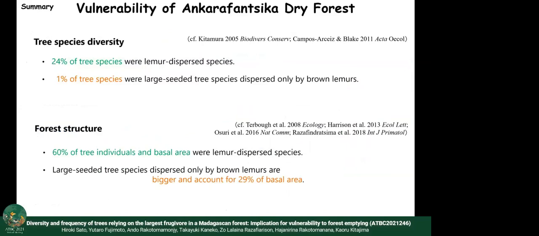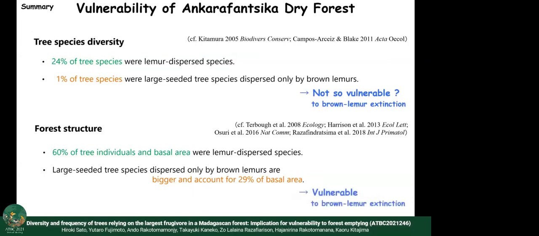In summary, large seeded tree species dispersed only by brown lemurs account for only 1% of tree species in agroforest. So, tree species diversity of this forest is not so vulnerable to brown lemur extinction. In terms of forest structure, 60% of tree individuals and basal area were species dispersed by brown lemurs. Moreover, large seeded tree species dispersed only by brown lemurs were bigger and account for 29% of total basal area. So, forest structure seems to be vulnerable to brown lemur extinction.